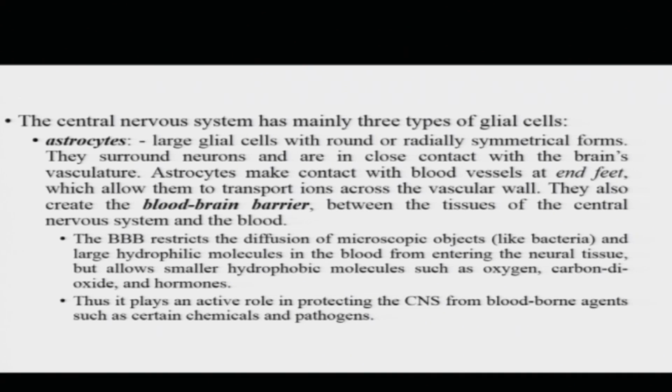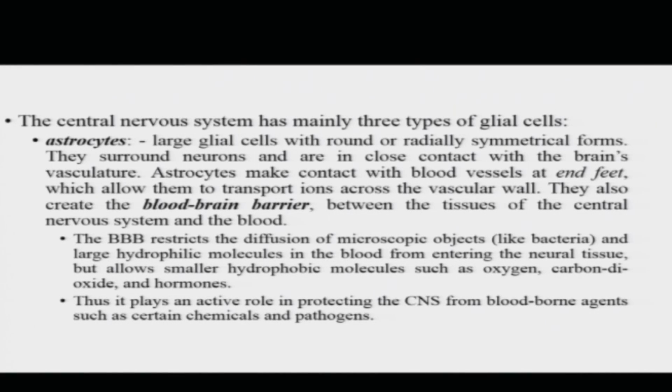brain barrier. Now, this blood brain barrier is a barrier which exists between the tissues of the central nervous system and the blood. So, blood that is flowing in the body is restricted from flowing into and through the brain, for example, or through the spinal cord.